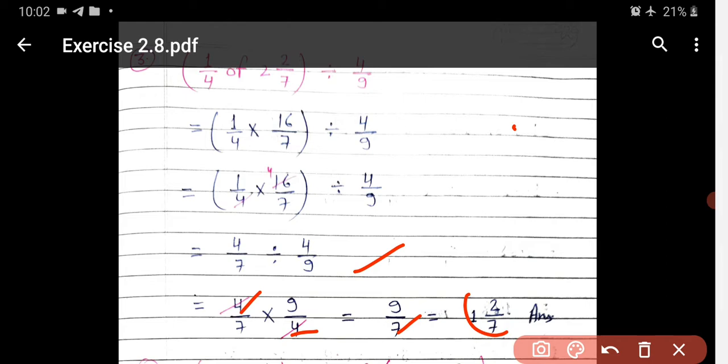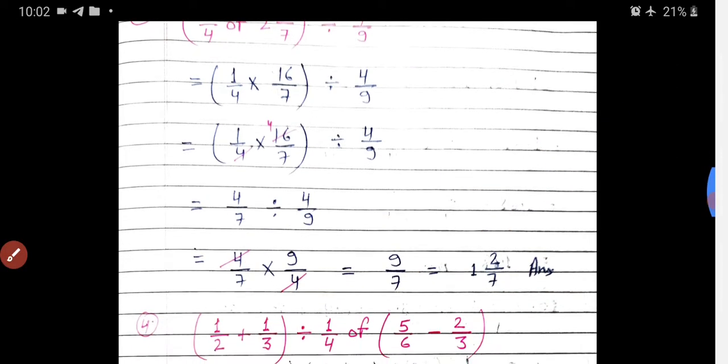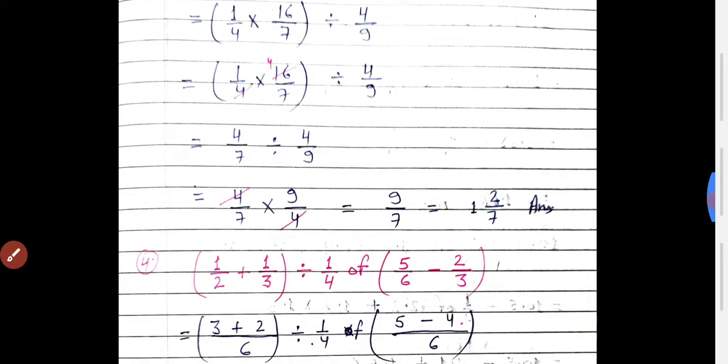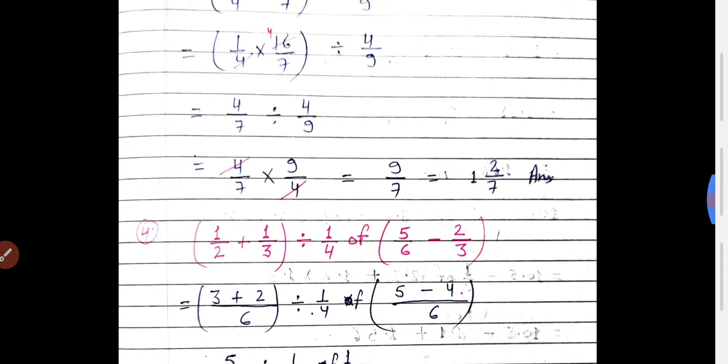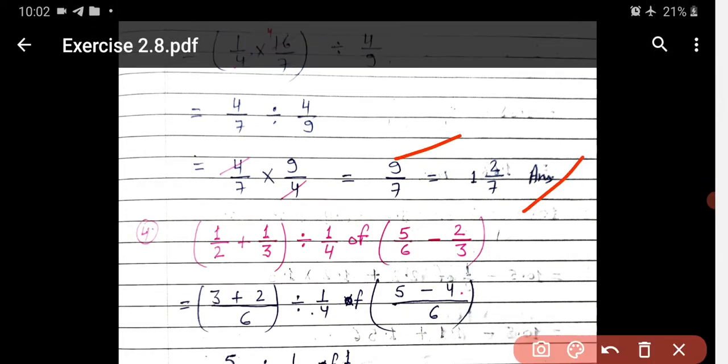7 1s are 7 and plus 2 it becomes 9. So you have to write 1 and 2 upon 7 as a mixed fraction. If you want to convert into a mixed fraction, write like that. Either you can write 9 upon 7 as an improper fraction, or you can write 1 and 2 upon 7 as a mixed fraction. Both are the correct answer.